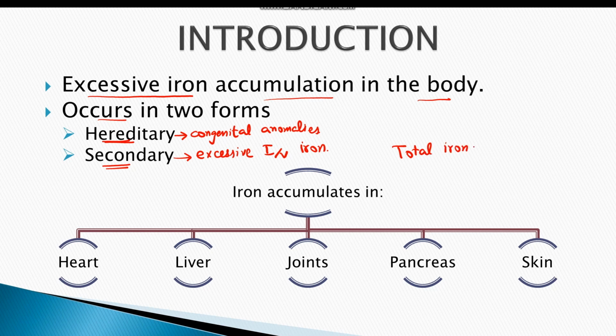Total iron in the body in normal conditions is almost 2 to 6 grams, whereas in hemochromatosis, the iron levels can rise to as much as 50 grams, out of which almost 1/3 is stored inside the liver. Apart from the liver, other sites for iron accumulation include the heart, synovial joints, pancreas, and skin.